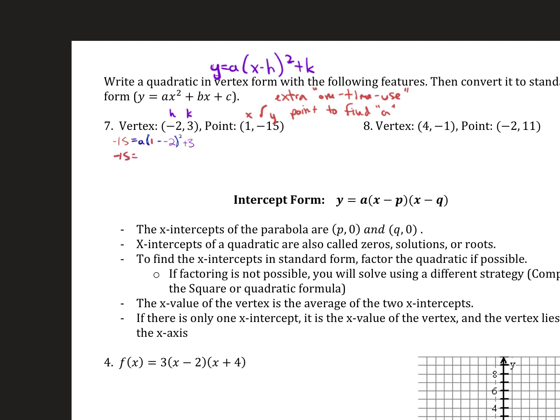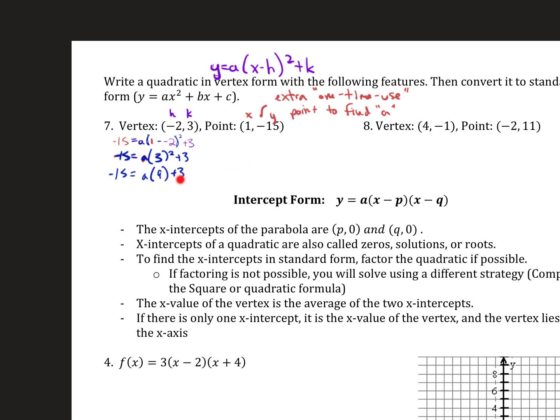Negative 15 equals a times 1 minus negative turns into plus. So that's 3 squared plus 3. What is 3 squared? 9. So this is a times 9, negative 15. And here's the mistake everybody makes on this problem.